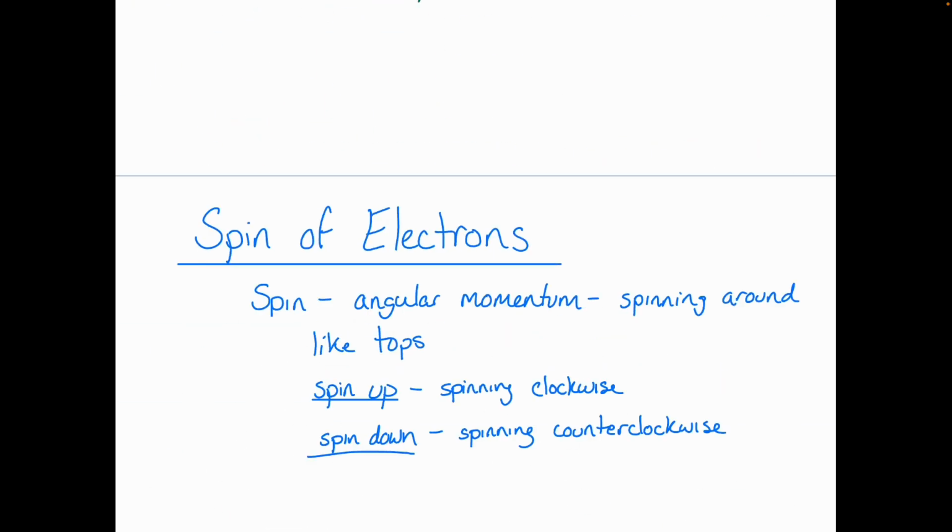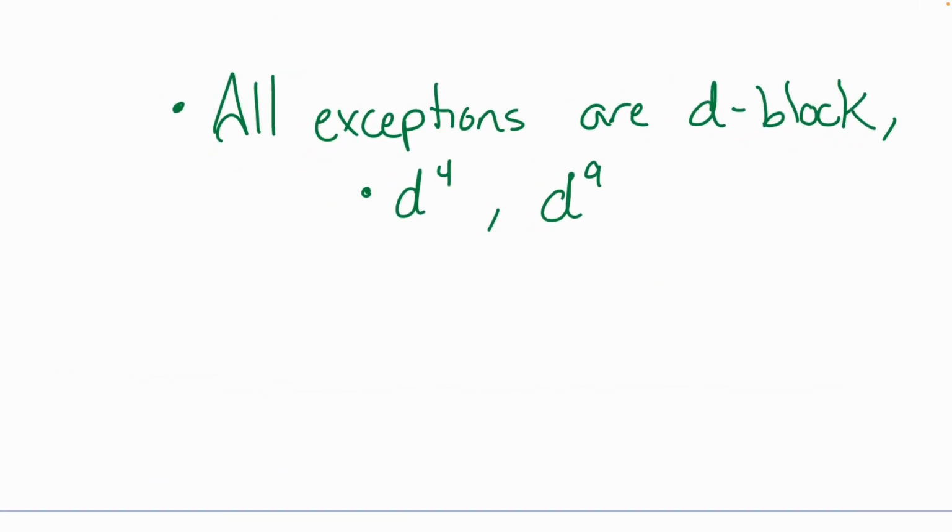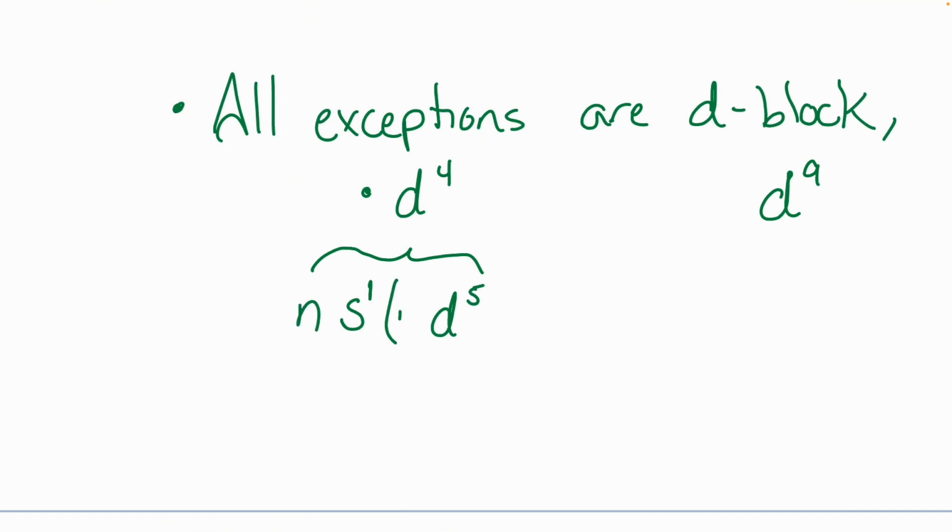So we said that our exceptions are these D4 and D9 ones. You will never have an electron configuration that ends in D4. Instead, it will have just one electron in its s orbital and 5 electrons in its d orbital. Whatever number that s is, that d orbital is going to be 1 less. Let's just do an example, which I feel is easier than variables here: 4s1 3d5 instead of ending in d4.